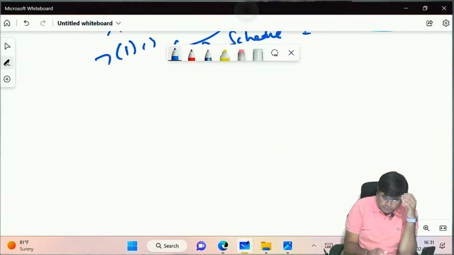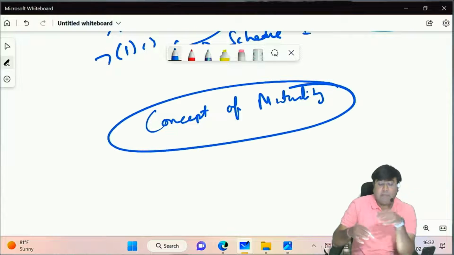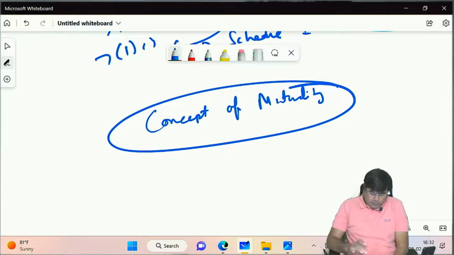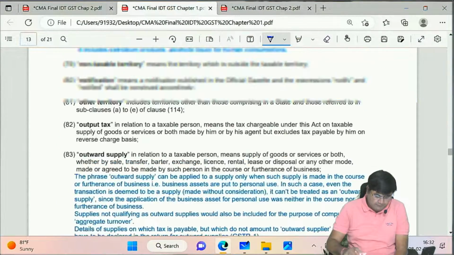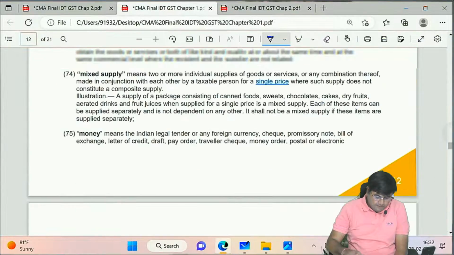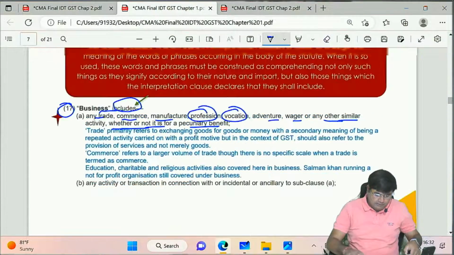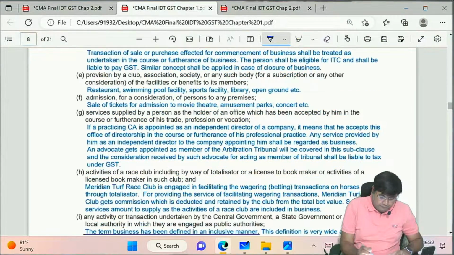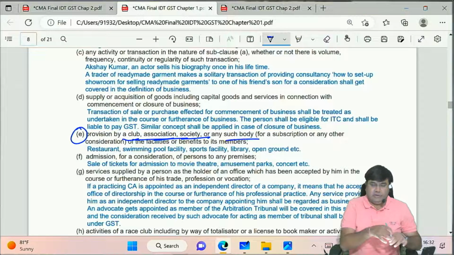Now what is the concept of mutuality? Let's first understand that, before I explain why this amendment has been carried out. If you recollect the business definition which we discussed in the last chapter, club has been included in the business definition. So let's interlink that. Clause 17, subclause E: provision by a club, association, society or any such body.